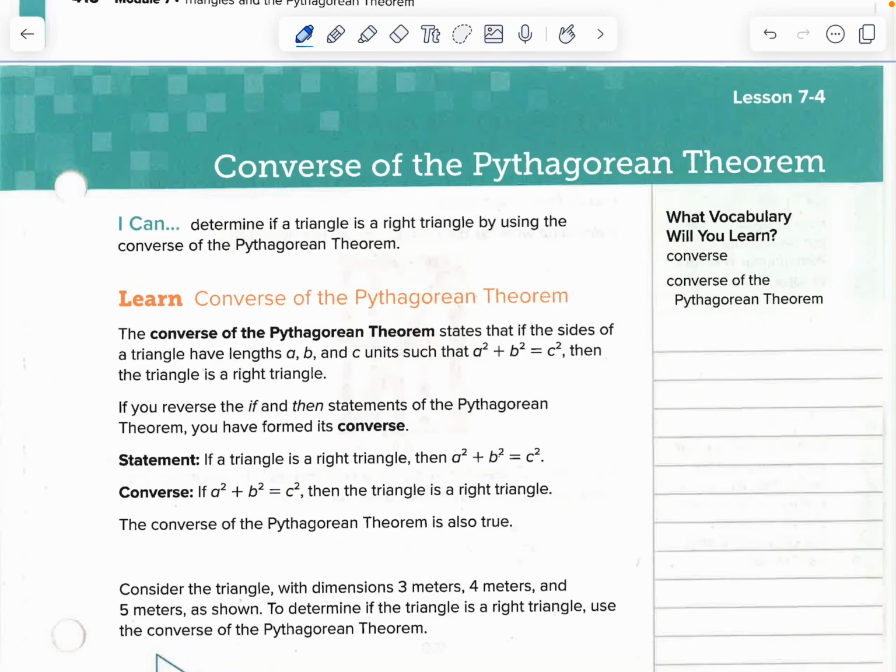Okay, so we're dealing with the converse of the Pythagorean theorem. So basically, it's the opposite of what we just did with the Pythagorean theorem. Because the Pythagorean theorem says you're given a right triangle. What we're doing now is we're proving that it is a right triangle, if it is a right triangle. That's what we're doing.